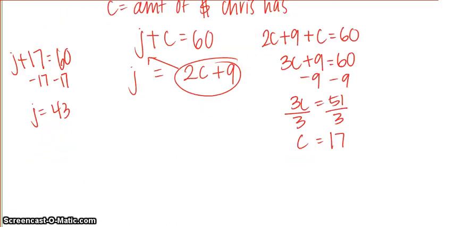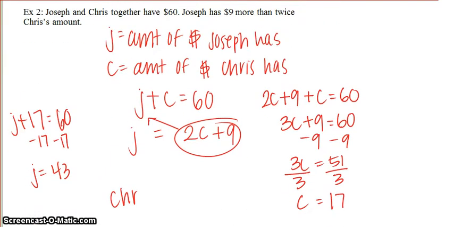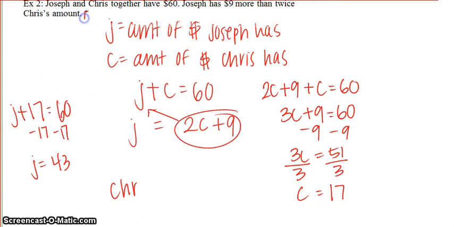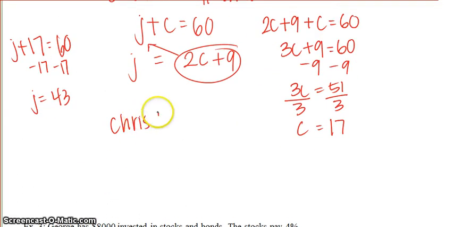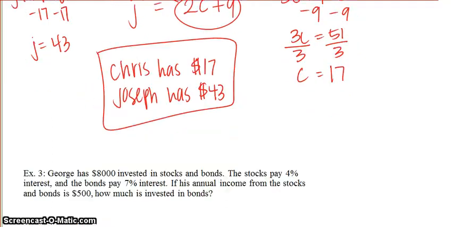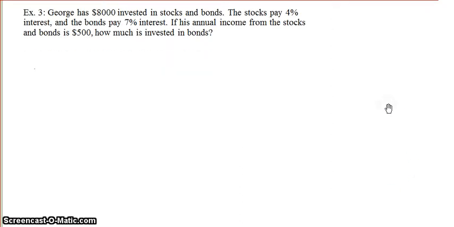So again, I want you to write it out. It again doesn't have to be perfect, but we'll say it asks you how much each has. Oh, it doesn't even ask. Okay. Find each amount. There you go. So Chris has $17. Joseph has $43. There we go.